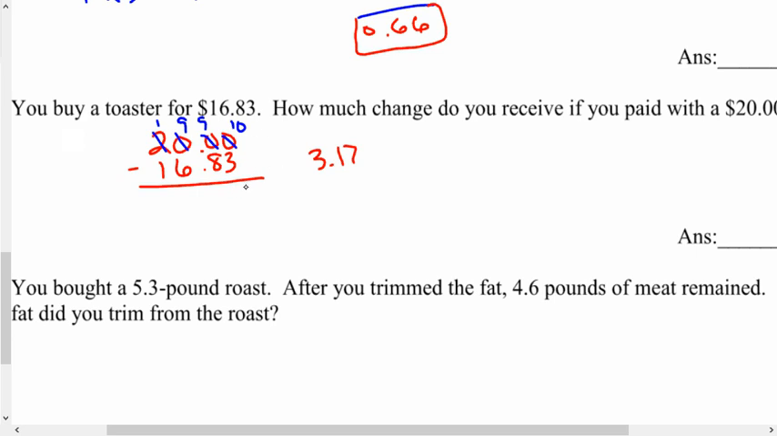10 minus 3 is 7. 9 minus 8 is 1. 9 minus 6 is 3. 1 minus 1 is 0. $3.17.